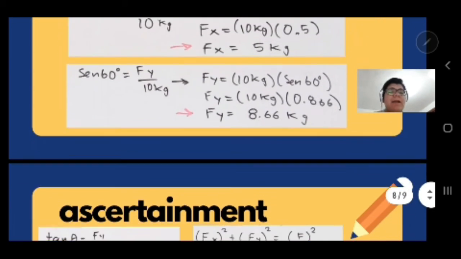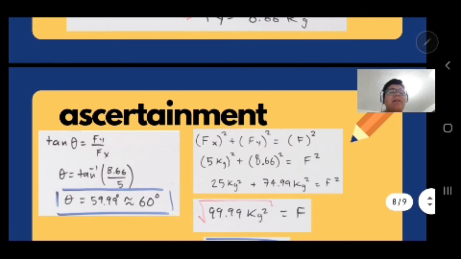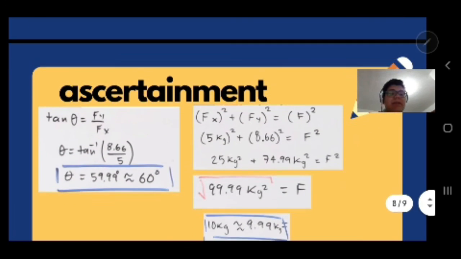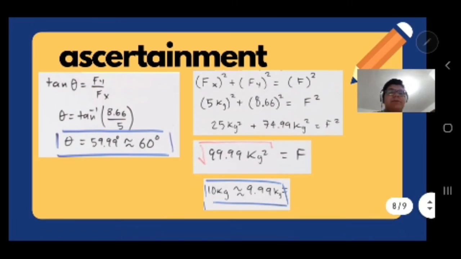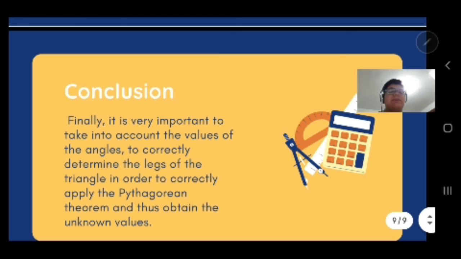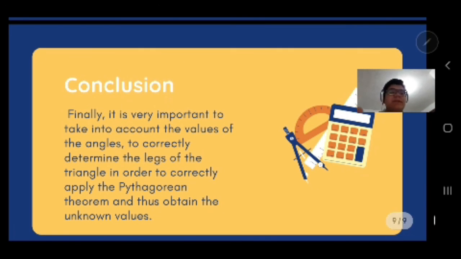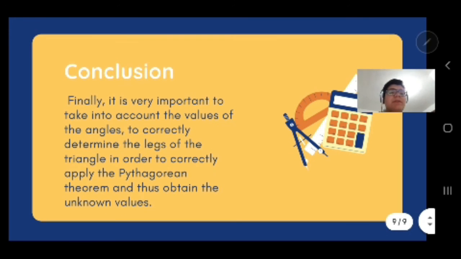So finally, you can verify the results, and as you can see here, they are the same. So in conclusion, it's very important to take into account the values of the angles to correctly determine the legs of the triangle in order to correctly apply the Pythagorean theorem and thus obtain the unknown values.